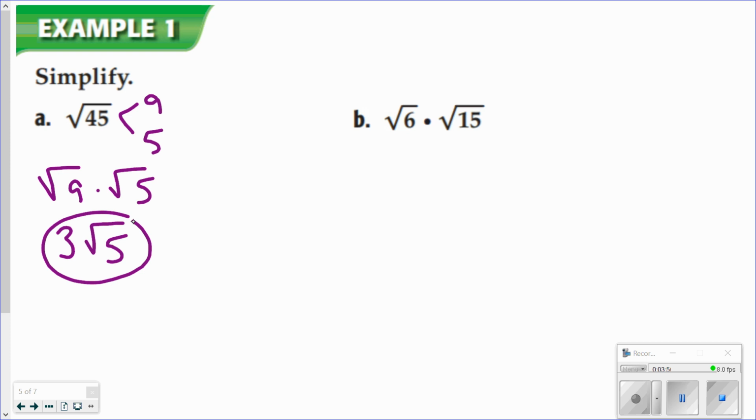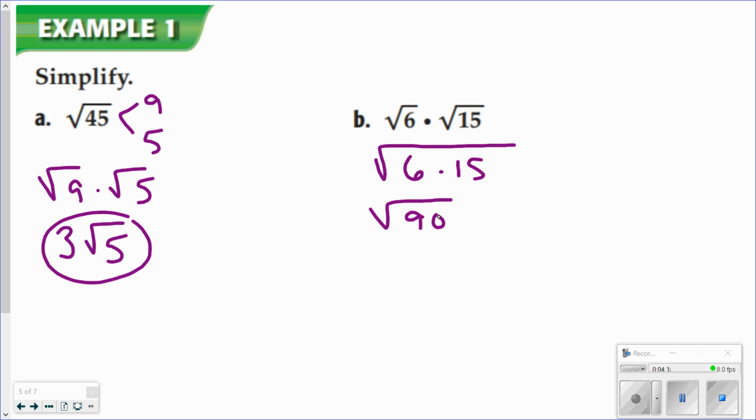B, I have the square root of 6 times the square root of 15. The first thing I'm going to do here is make one big radical. So 6 times 15 is all going to be underneath. Well, what is 6 times 15? That is 90. So I have the square root of 90 that I want to simplify.